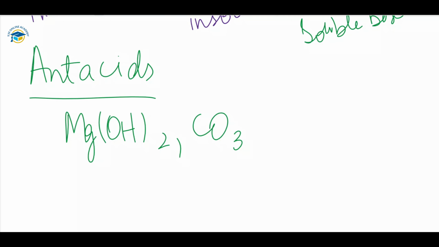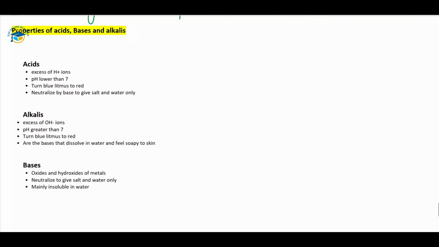Bases are the oxides of metals and hydroxides. They neutralize acids to give salt and water, and they are mainly insoluble in water. So these are the properties of the acids, bases and the alkalis. Next we talk about the acidic oxides.